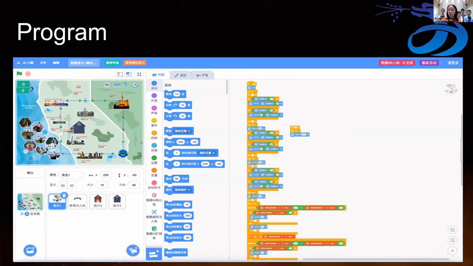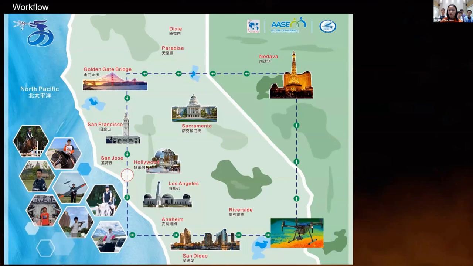Looking at the picture, it is showing the screen of our program. Looking at the chart, we can discover that it is a map showing part of California. The cartoon will be shown as well.